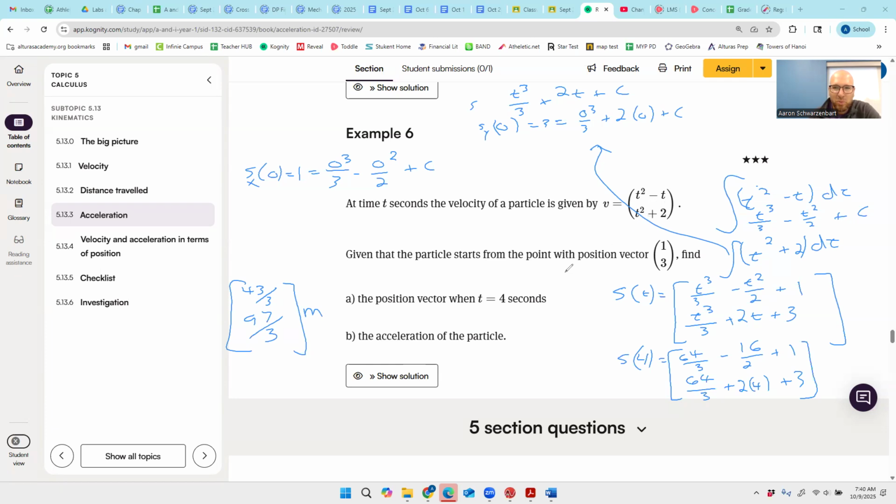They label it meters. The question did not give me anything about unit of meters. It's probably safe to assume it. The acceleration is then the derivative. So I just do the derivative of each column. 2t minus 1, 2t.